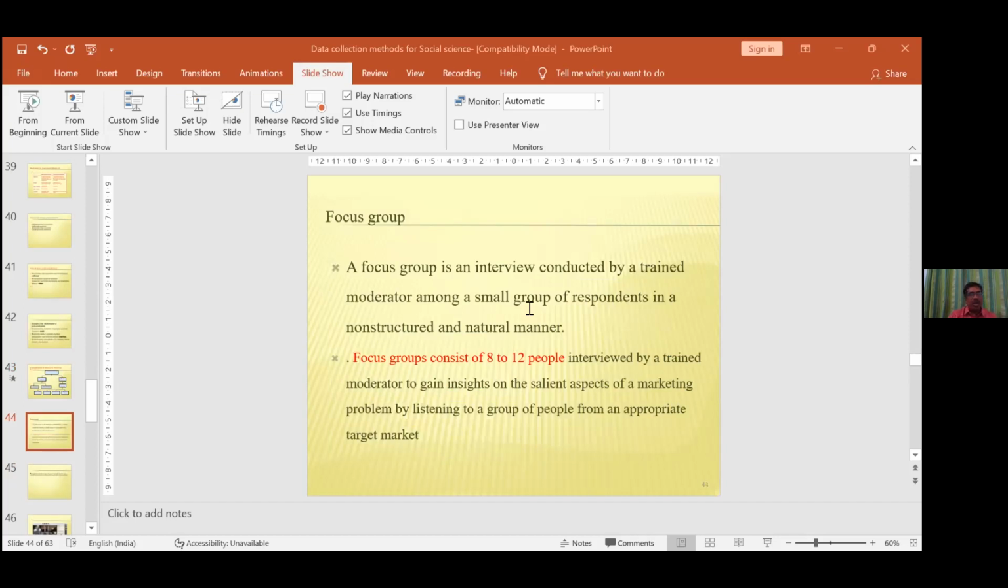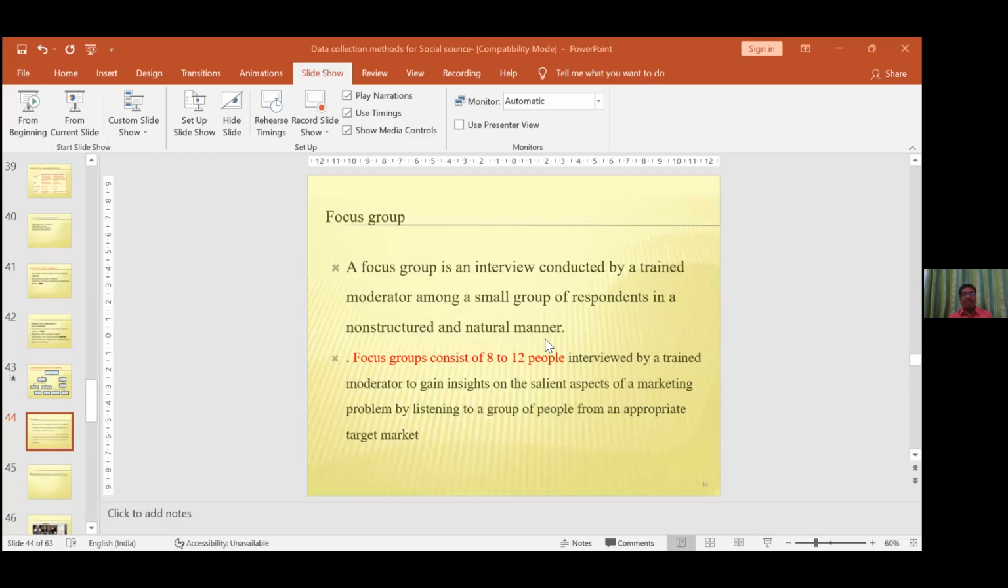Okay. What is focus group? What is meant by the term focus group? A focus group is an interview conducted by a trained moderator among a small group of respondents in a non-structured and natural manner. For example, I would like to collect some data relating to my new product. So I should have a trained moderator. Moderator means that is a researcher. He will collect the data from the focus group.